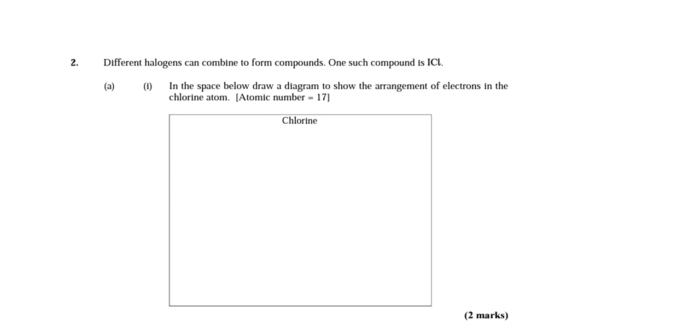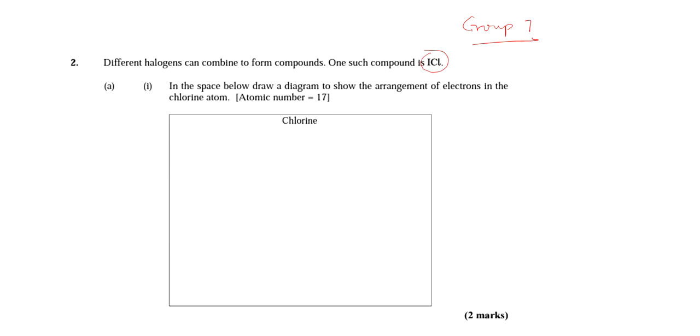Okay, so different halogens combine to form compounds, and one such compound is ICl. We know that iodine and chlorine are both in group 7, meaning that they have 7 electrons in their outer shells. Now, in the space below, draw a diagram to show the arrangement of the electrons in the chlorine atom.